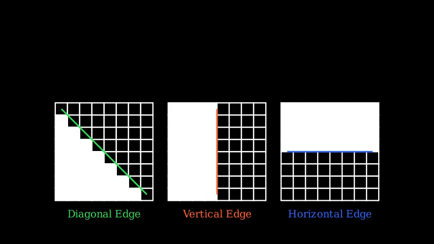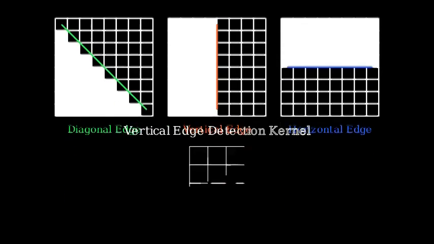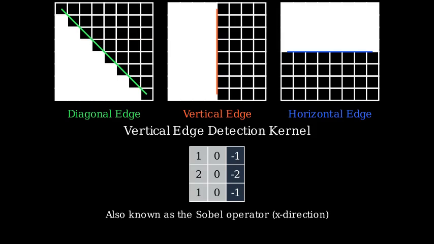Now, let's explore how convolutional layers can detect these edges. The key component is something called a kernel or filter. A kernel is a small matrix of numbers that slides over our image, performing a mathematical operation called convolution. For edge detection, we use special kernels designed to highlight areas where pixel values change rapidly.